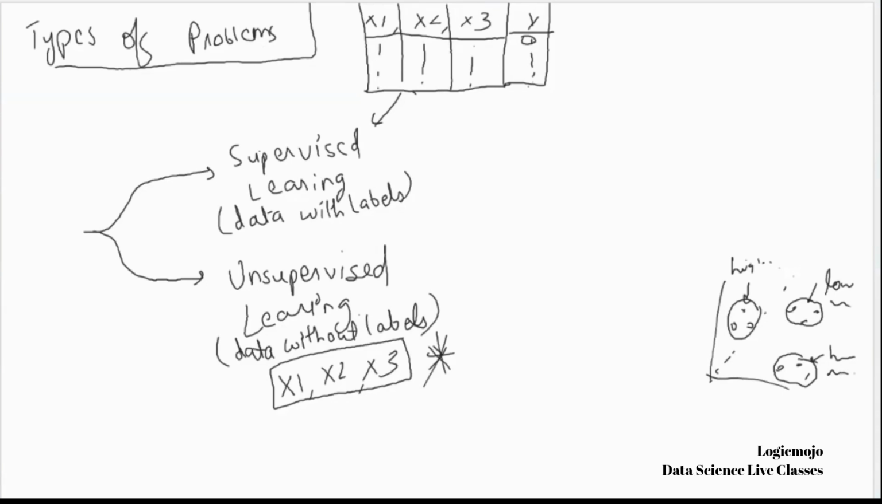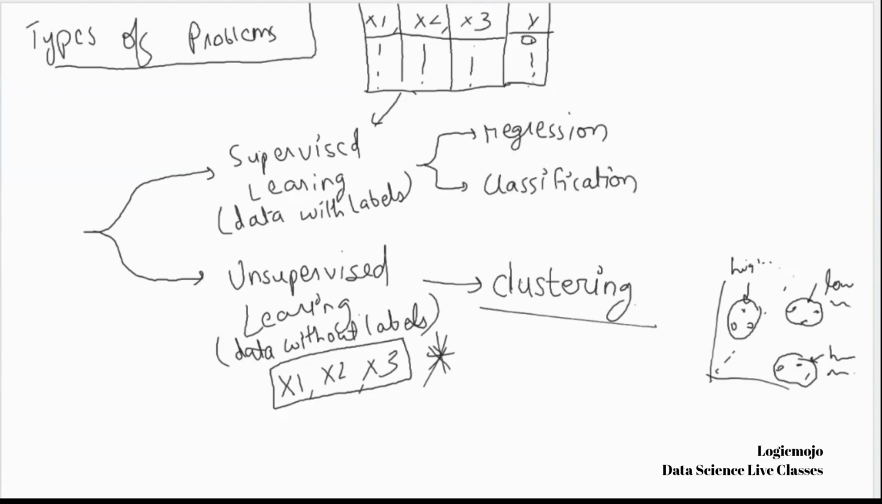Now coming to the subcategories. For unsupervised learning, as of now I'm just writing clustering, but there are more. For supervised, there are 2 types: regression and classification. And these will be the 2 major categories we will learn. So we have covered types of data. We have covered this.